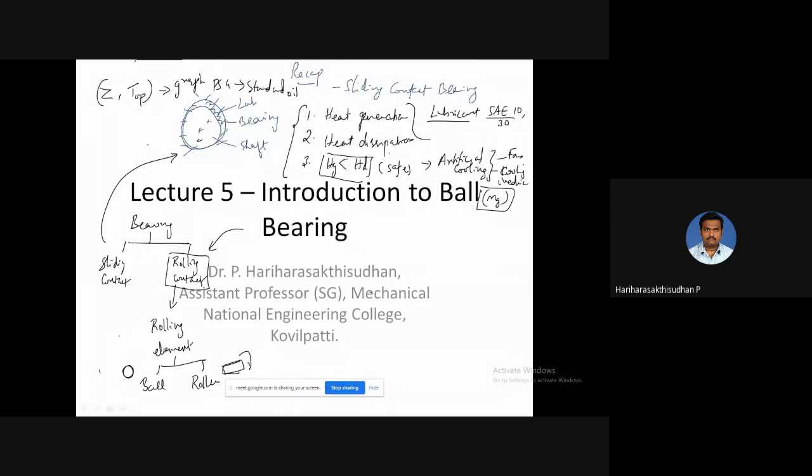Both can roll on a surface, so both are called rolling contact. If we are using balls, then it is called a ball bearing. If we are using rollers, small solid cylinders, they are called roller bearings. This is the basic geometrical difference based on the geometry of the rolling element. That is what we are going to see in today's class.